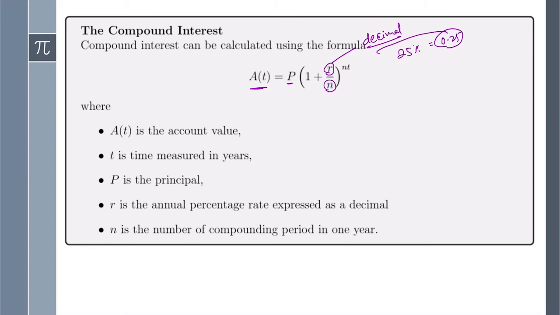And the next letter that we have here is t. T is how long we deposit, the time measured in years. Again, if it is in months, we need to change that into years. So two important things here: R should be in decimal and T should be in years. That's very important when we put this into the formula.